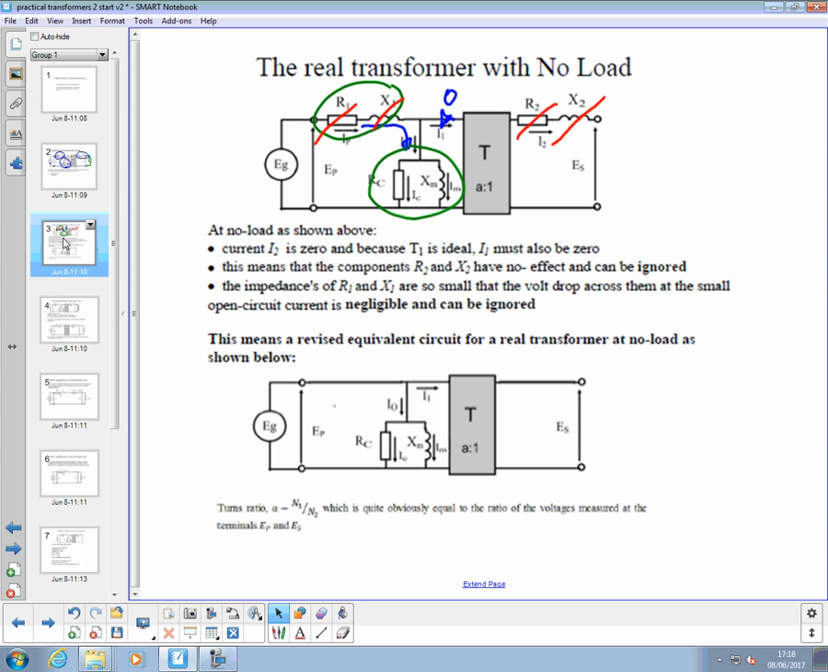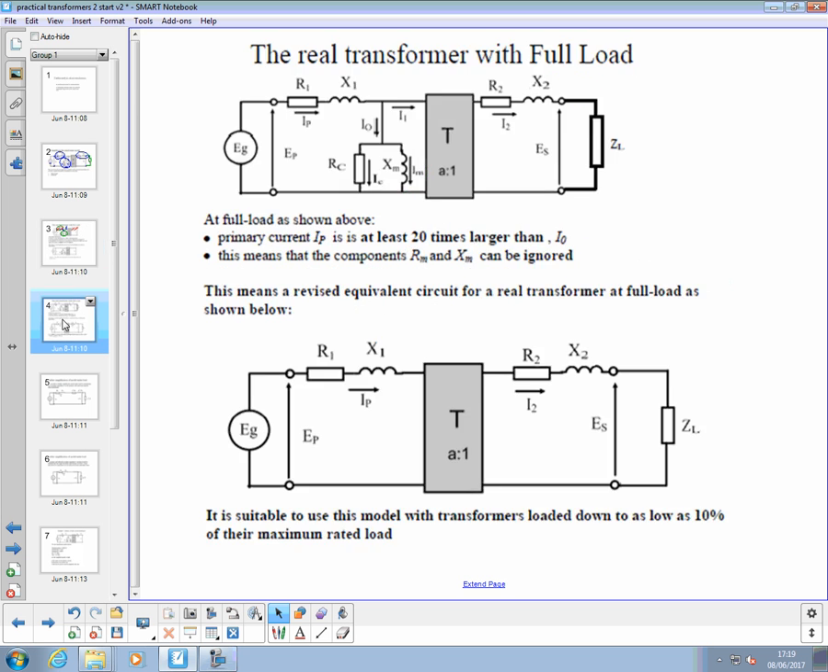Yep. So we get a revised model if we want to analyse this transformer in its open circuit condition. We could ignore the leakage flux. It's negligible compared to the effect of the two parallel components, RC and XM. Okay? Everyone happy with that? So that's on.